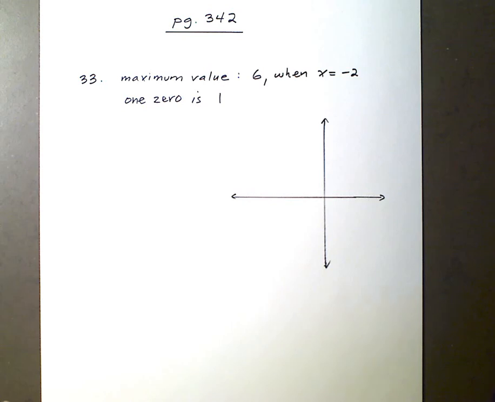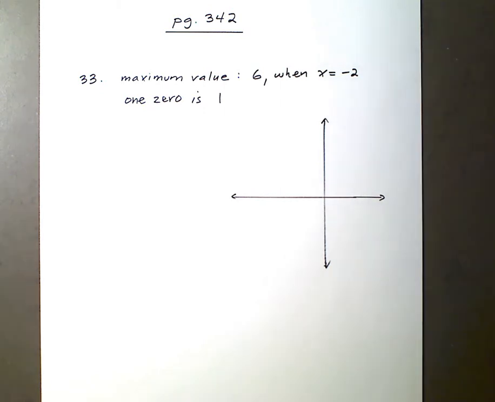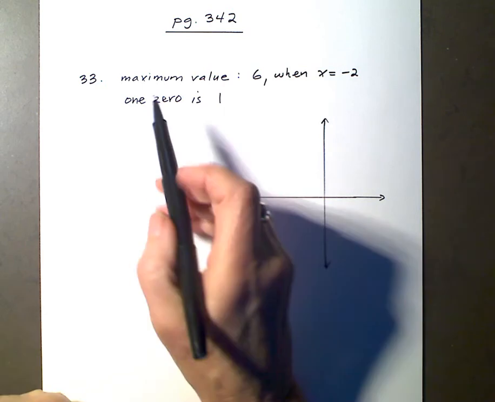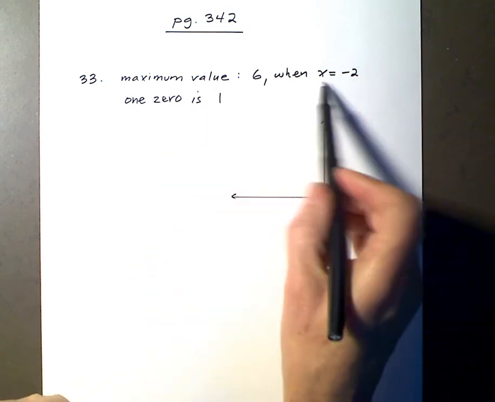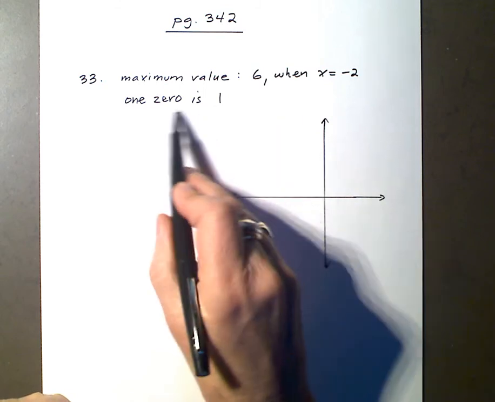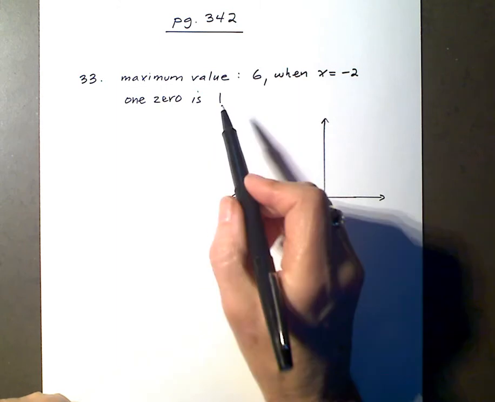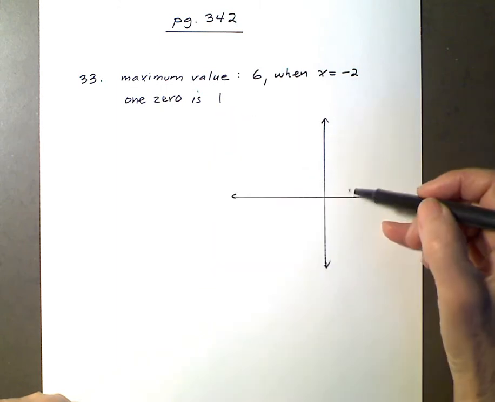Alright, this is number 33 on page 342, and in this problem we're supposed to write the quadratic function that has a maximum value of 6 when x is equal to negative 2, and has one of the zeros, which is an x-intercept, at 1. So the parabola crosses the x-axis at (1, 0).